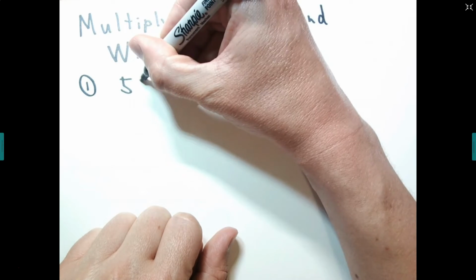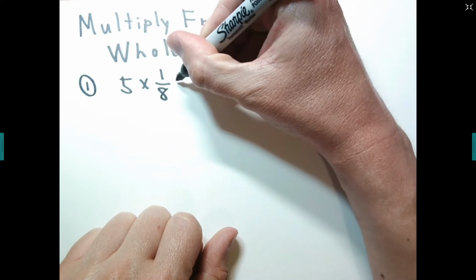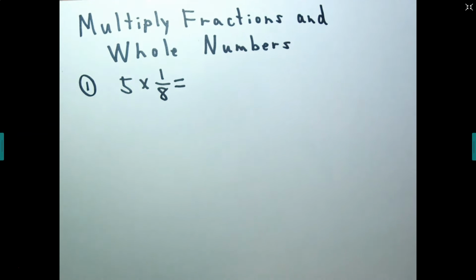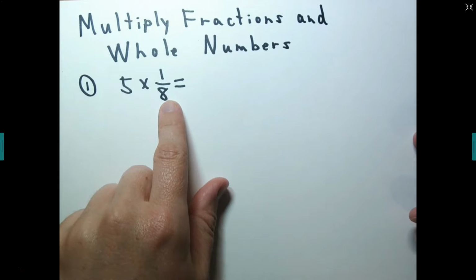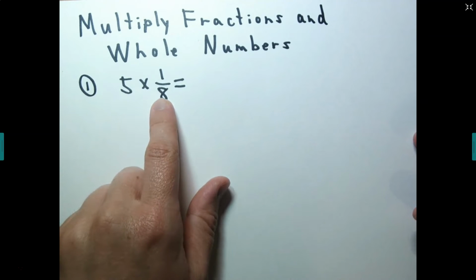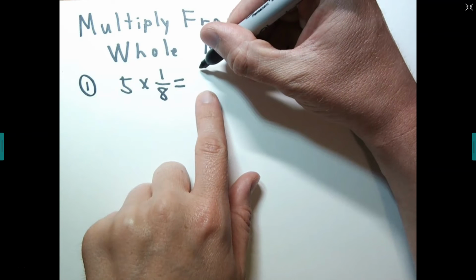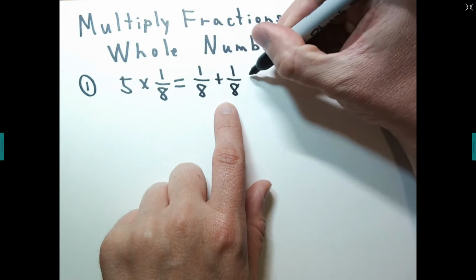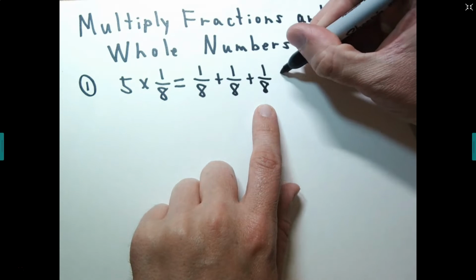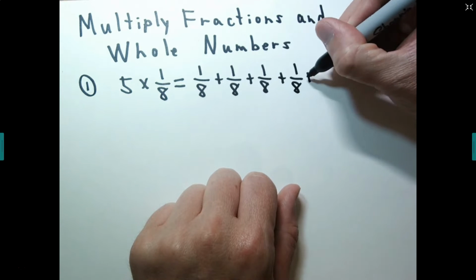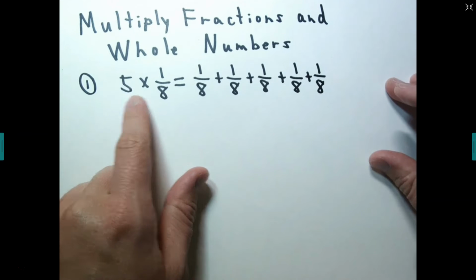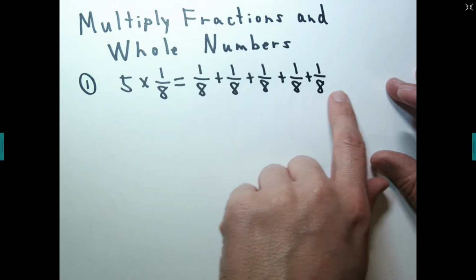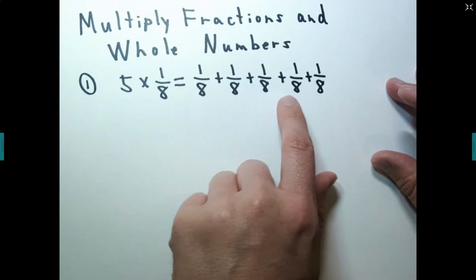5 times 1/8. Remember that multiplication is repeated addition. So that means that 5 times 1/8 means 5 1/8. So we will add 1/8 plus 1/8 plus 1/8 plus 1/8 plus 1/8. 5 times 1/8 means 5 1/8. There are 5 of them, see? 1, 2, 3, 4, 5.